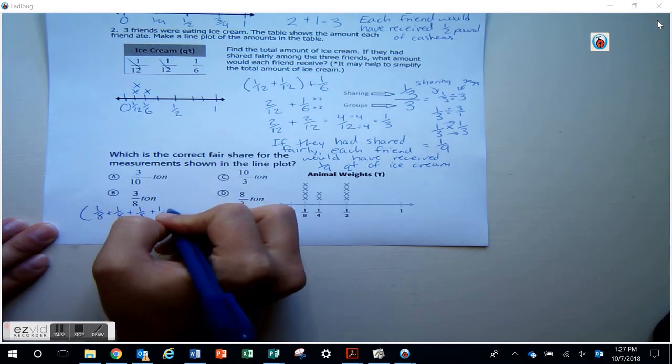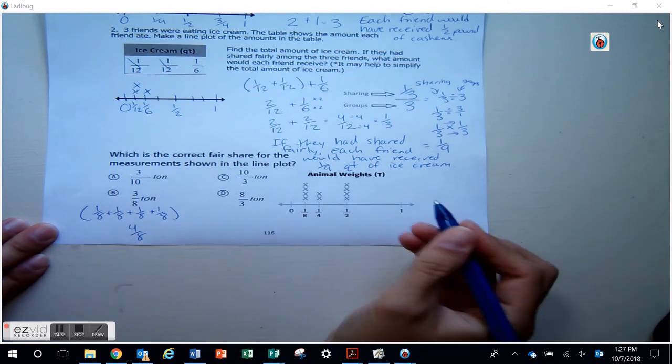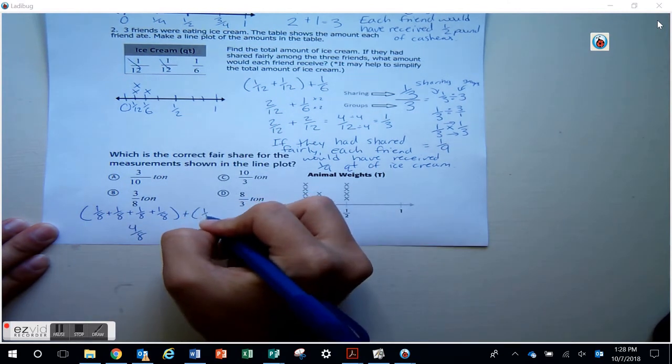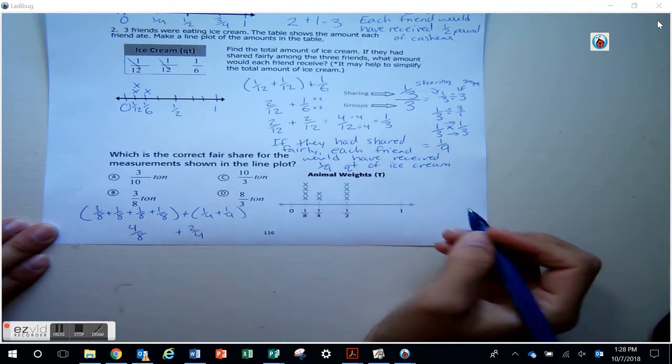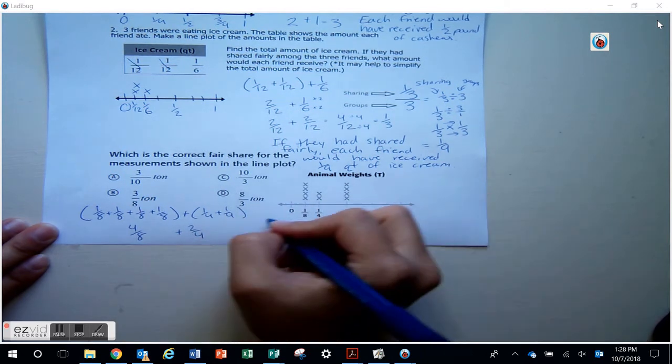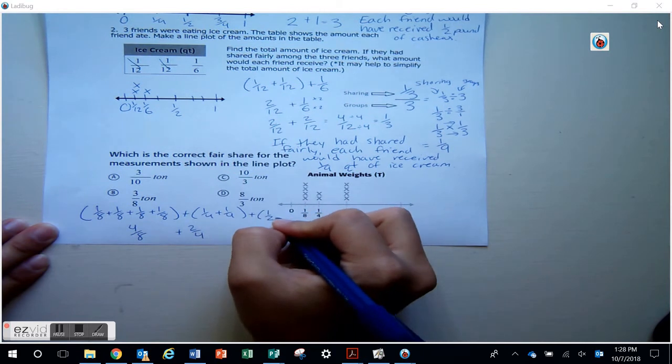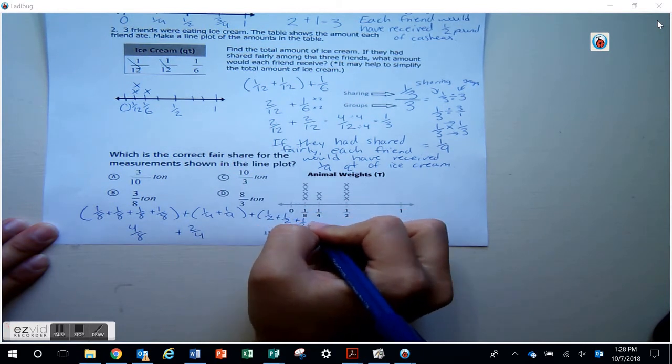Let's look at our last problem here. Which is the correct fair share for the measurements shown in the line plot? Ooh, so we have some grouping that we can do. Here, instead of making this, they've already done it for us. So let's go ahead and add all our common denominators.